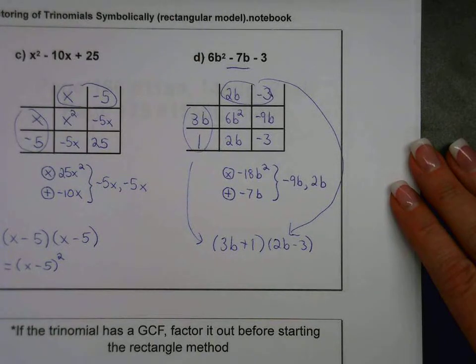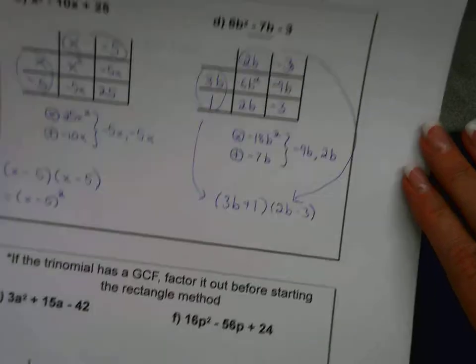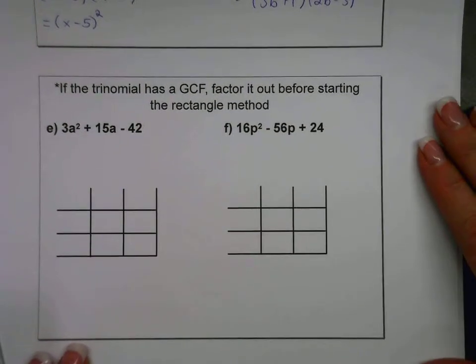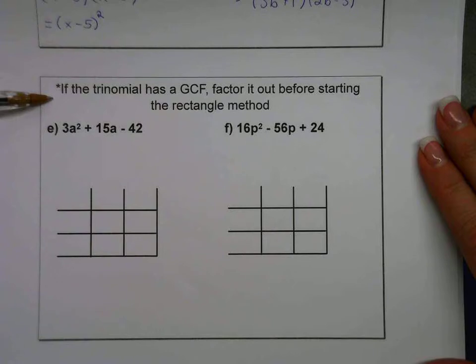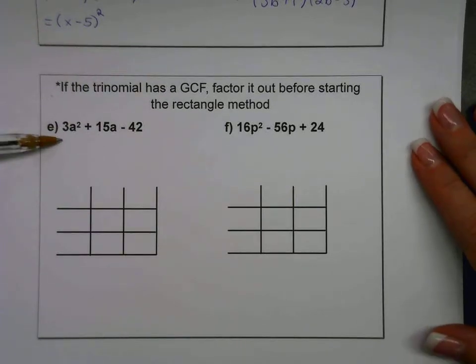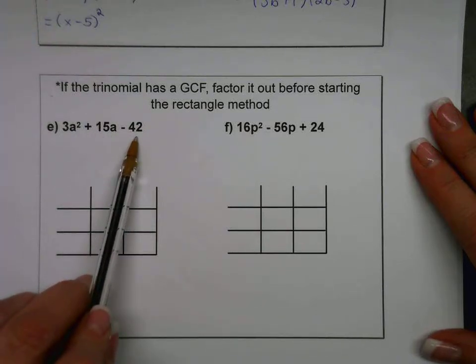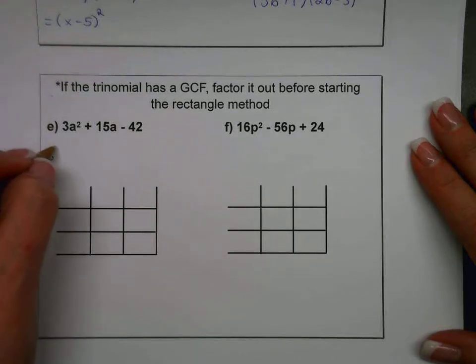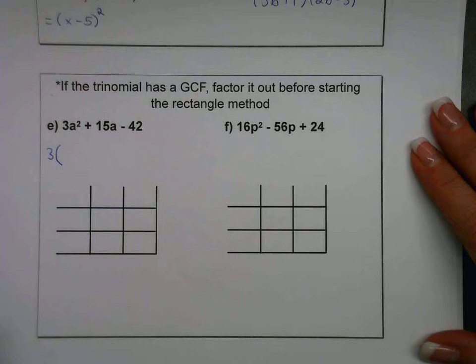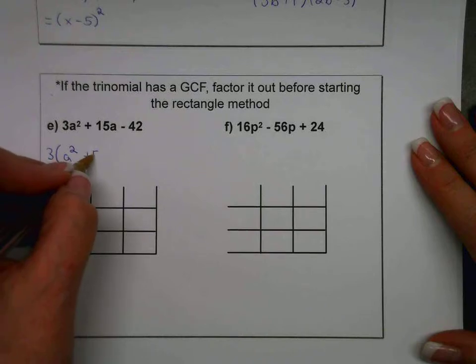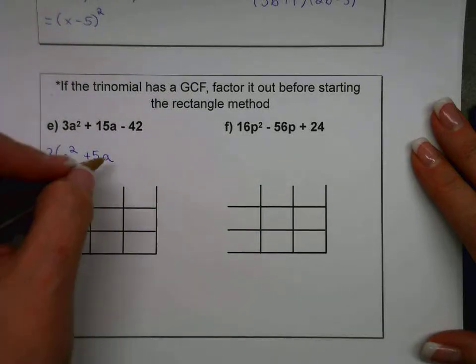Okay, 2 more examples to go. These ones are going to have an extra step that we have to include. If we go to the bottom of this page, it tells you here that if the trinomial has a greatest common factor, factor it out before starting the rectangular method. If I look at question E, I can see that all 3 terms are divisible by 3. Therefore, I can take a 3 out as a greatest common factor, leaving me with an a squared plus a 5a minus a 14.